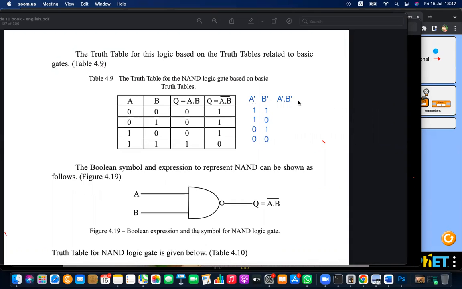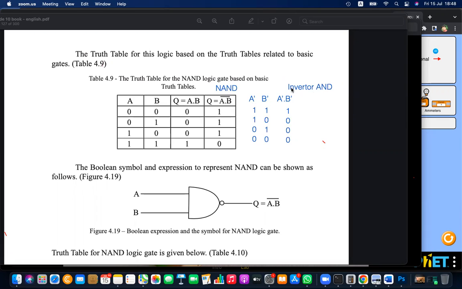Then AND. You know the result of the AND gate: when you AND, if both are 1, it is 1, otherwise 0. So this will be the final output. Here you got 0 0 0 1, but here you got 1 0 0 0. This is NAND, and this is not NAND. NAND gate, first you AND, then NOT. But this is not NAND, this is called inverter AND.